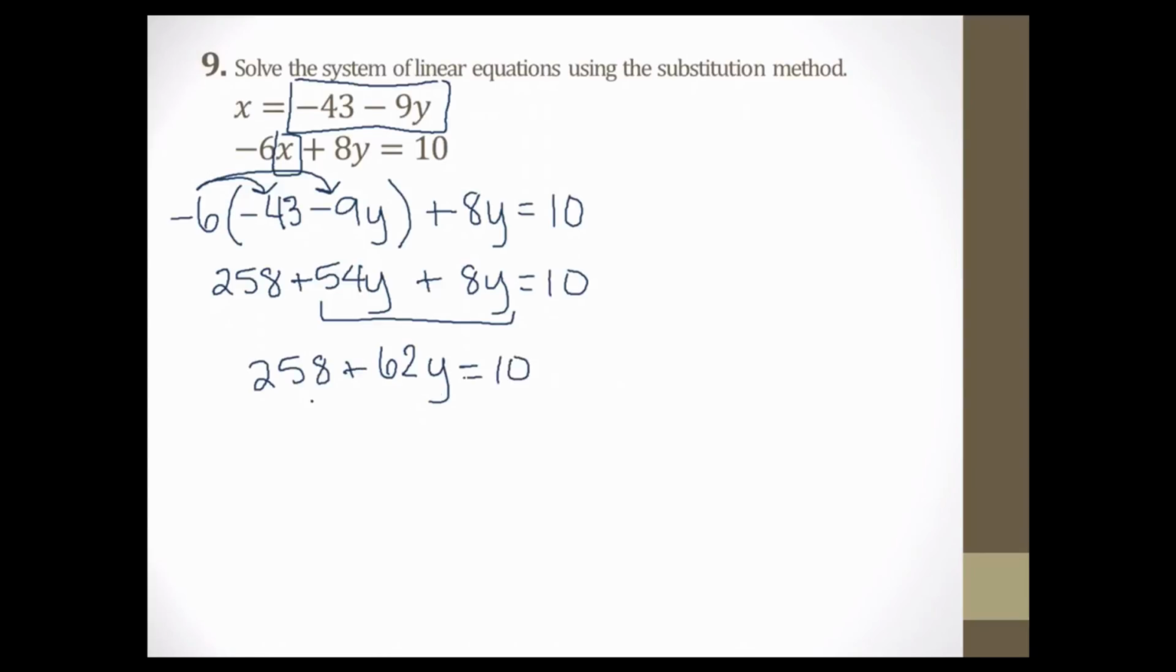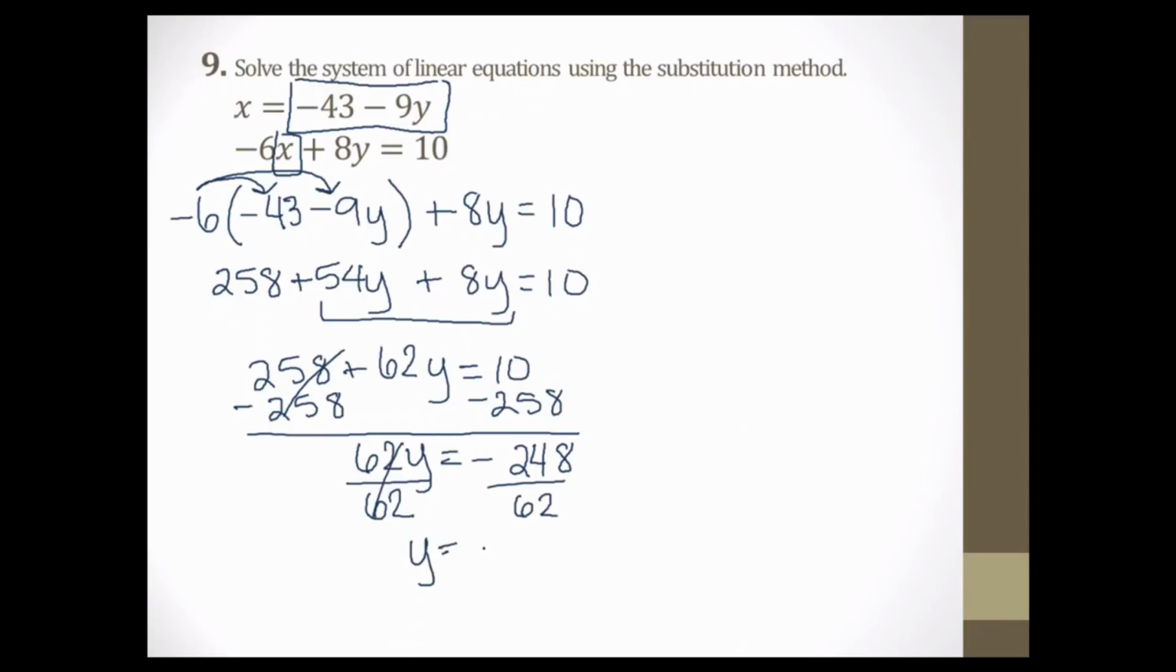Now I'm solving for y, so I'm going to subtract 258 from both sides. So I'm going to have 62y equals -248. And then to solve for y, I'm going to divide both sides by 62. So y equals -4. So that's half of my solution.